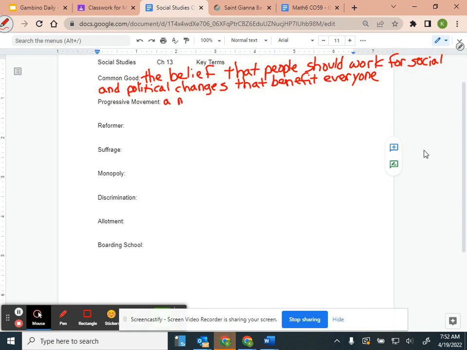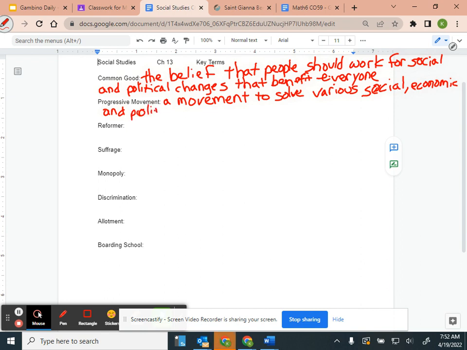Progressive movement is a movement to solve various social, economic, and political problems through government action.